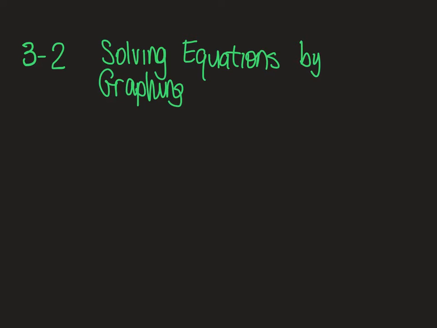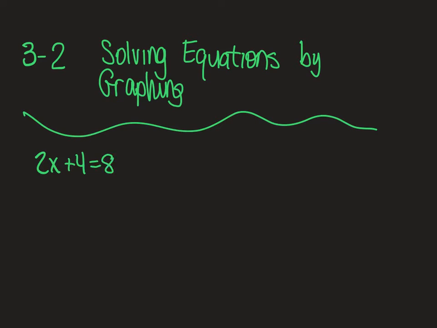Okay, so 3.2 is solving equations by graphing. What does that mean? Well, you know how to solve an equation. Let's say we have 2x plus 4 equals 8. You know how to solve that equation by doing algebra. You know how to solve it algebraically. Subtract 4, 2x equals 4, divide by 2.